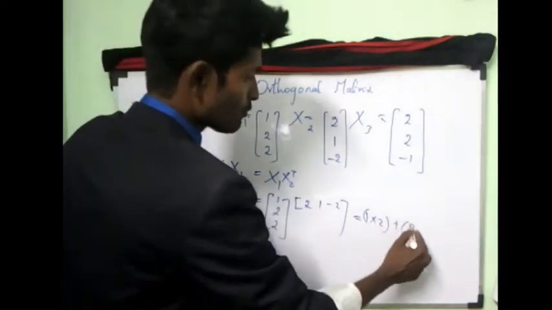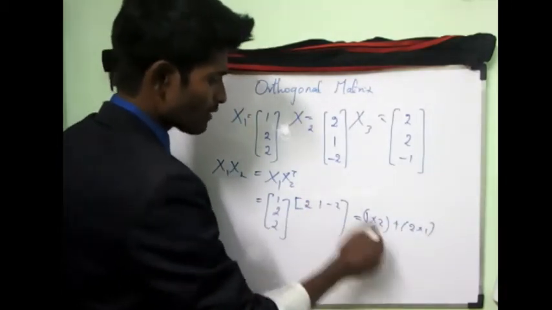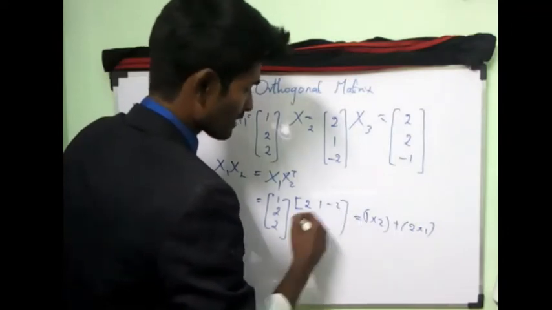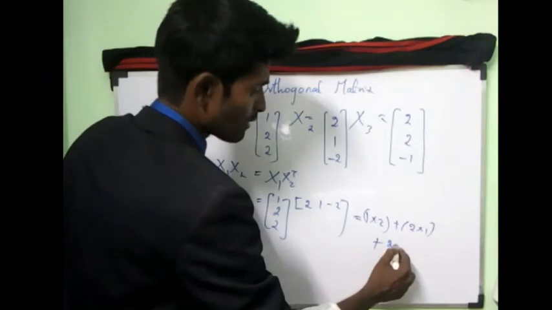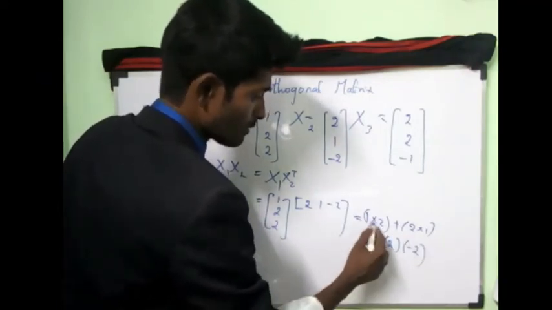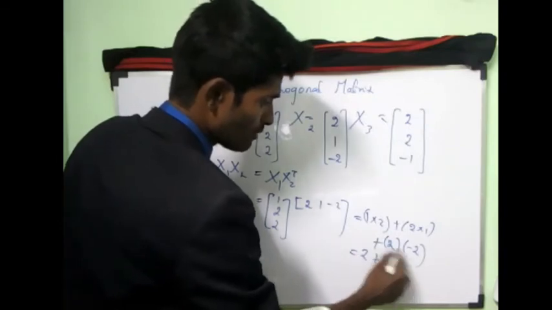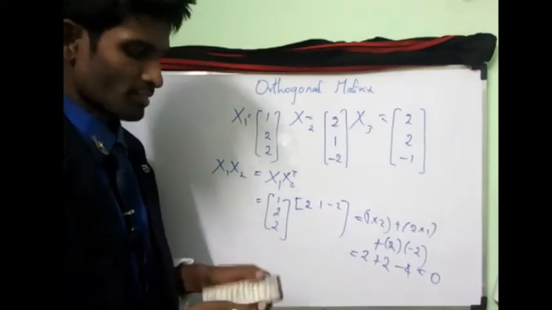So now 2 into 1, second row, first column, then third row, first column. So third row, third column, second row, second column, third row, third column. So plus 2 into minus 2. Is it right? So 2 into minus 2. Anyway, I can write, no problem. So 1 into 2 plus 2, and then minus 4 is equal to 0. Now we got it, is it right?